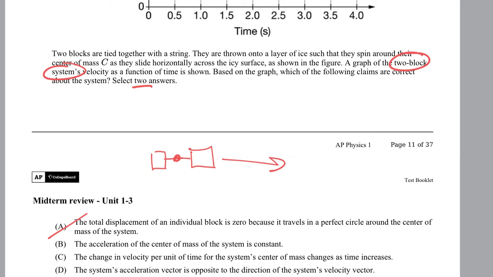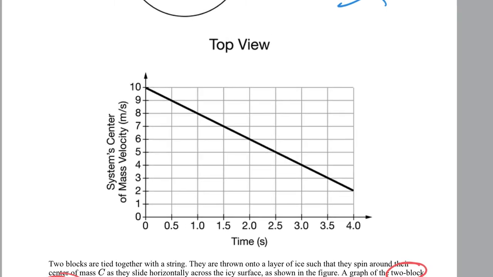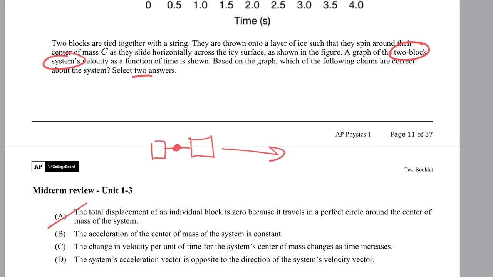The acceleration of the center of mass of the system is constant. Well, if we look at our velocity time graph, we have a constant instantaneous slope. So the instantaneous slope is going to be a constant acceleration. We see acceleration is going to be negative because the slope is going to be negative. So our tangent instantaneous slopes are going to be negative. So that's probably true, and it is true.